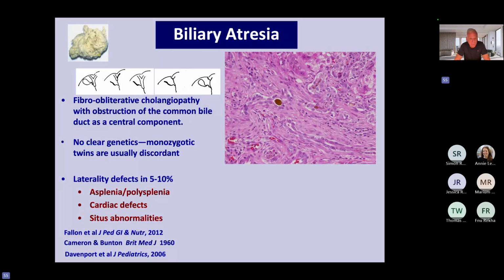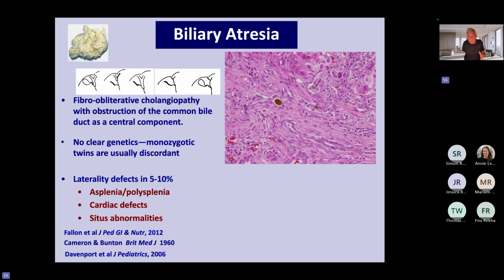In 5 to 10% of patients with biliary atresia, they will have problems with laterality, situs inversus, situs indeterminus. They may have asplenia or polysplenia or cardiac defects. This 5 to 10% represents those patients with the so-called fetal form of biliary atresia. These are the patients who present within the first 2 days of life, as opposed to the classical form of biliary atresia that typically presents at a couple of weeks of life.